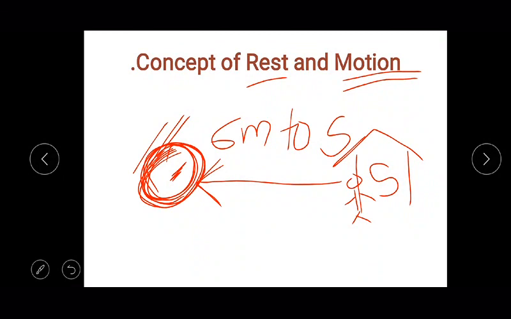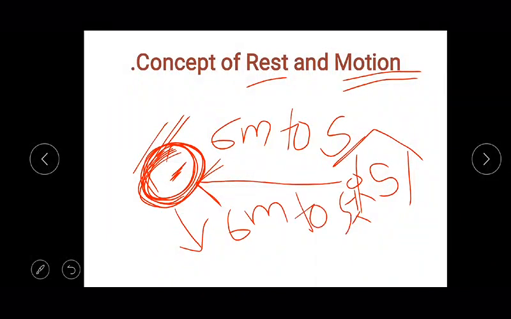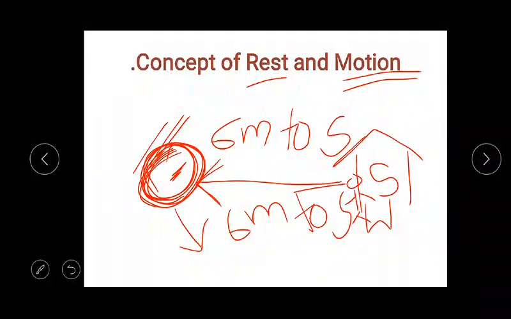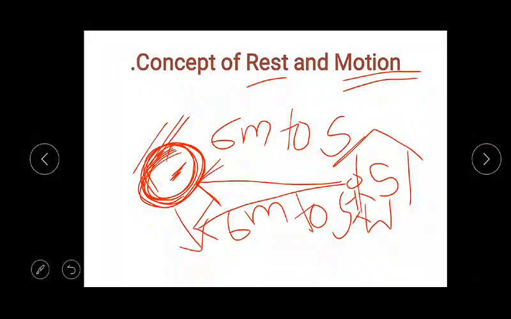Now if the position of this object shifts, let's say even the direction shifts. 6 meter to the south it was, now it became 6 meter to the southwest. Then as the position has changed, we say that the object is in motion.